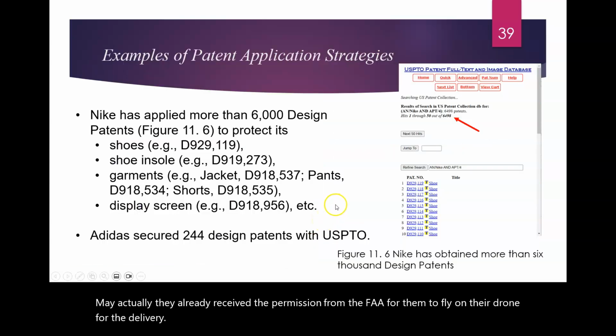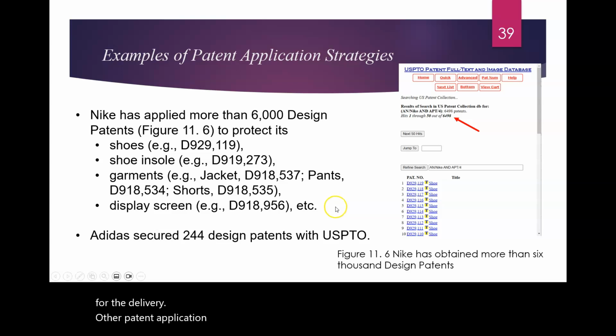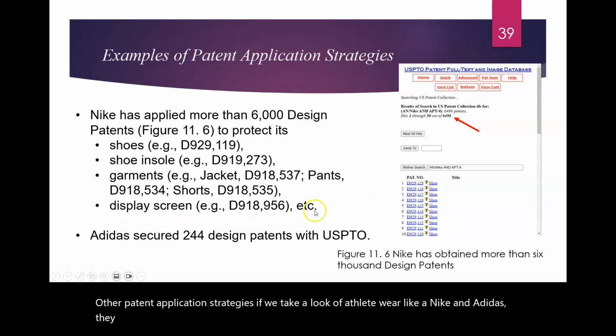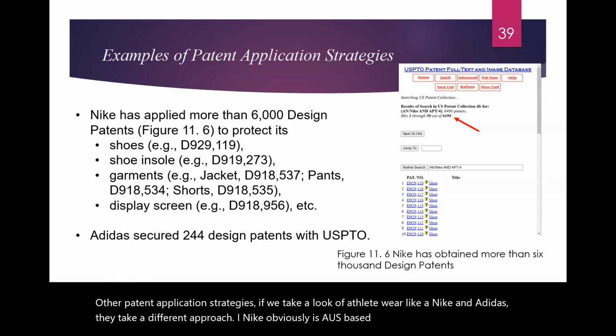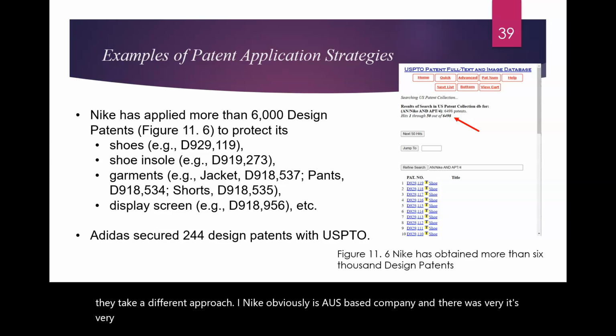Other patent application strategies: if we take a look at athletic wear like Nike and Adidas, they take a different approach. Nike obviously is a US-based company, and it is very popular worldwide. So they don't want to be the target for other companies to take advantage of their brand.